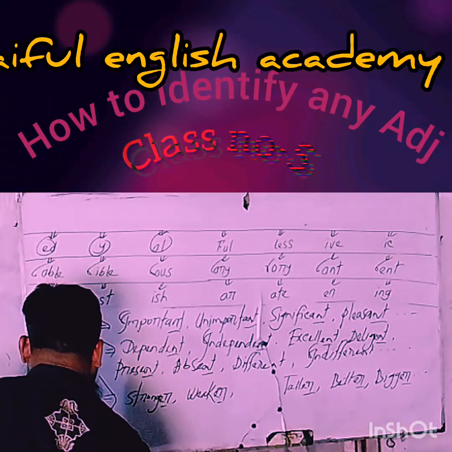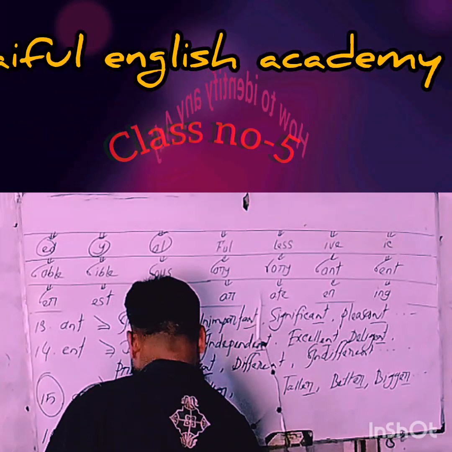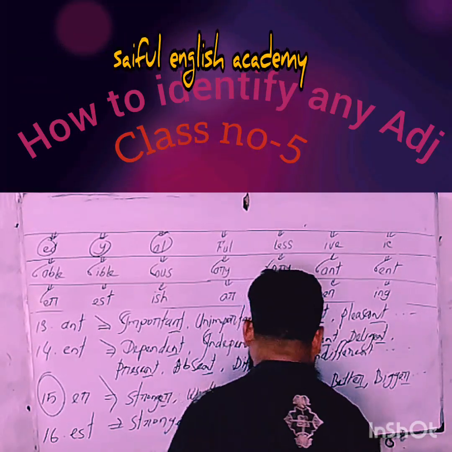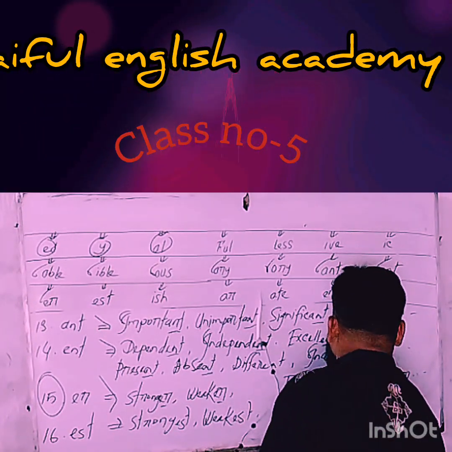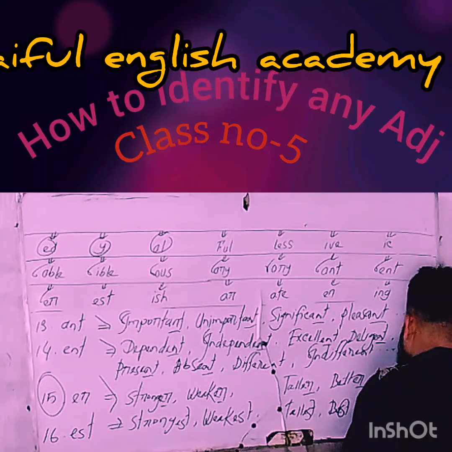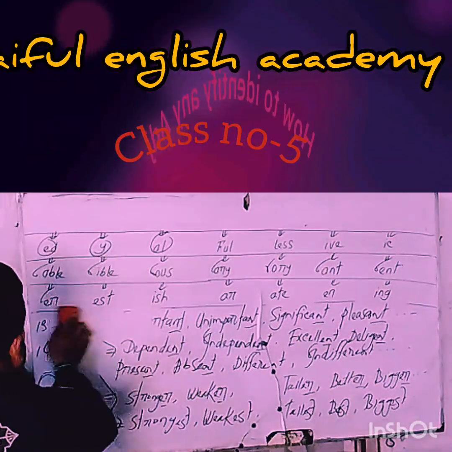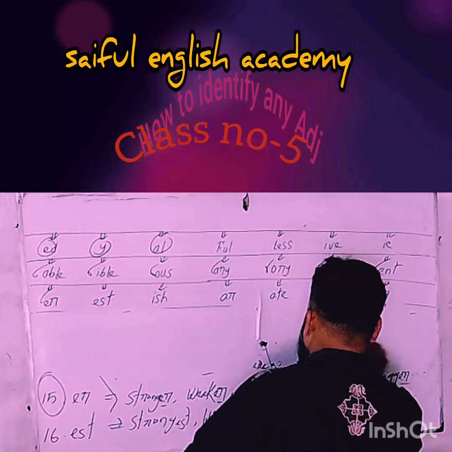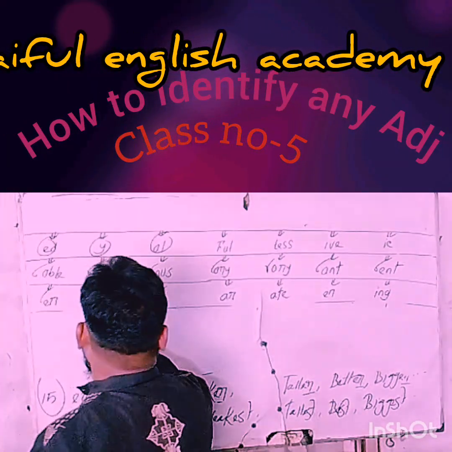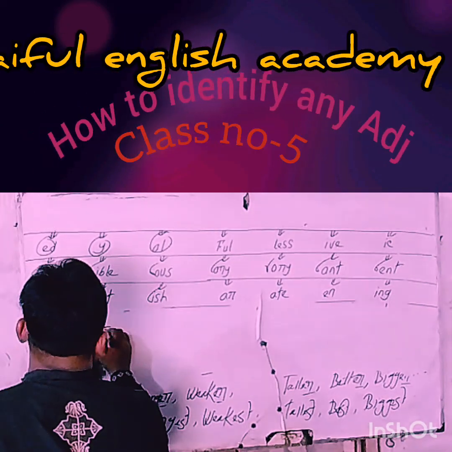Next is the suffix est. For example, strongest, weakest, tallest, best, biggest, etc. Have you understood clearly? My dear learners, now think about the next suffix, number 17, ISH.